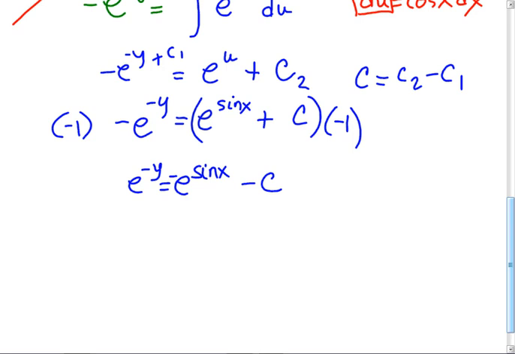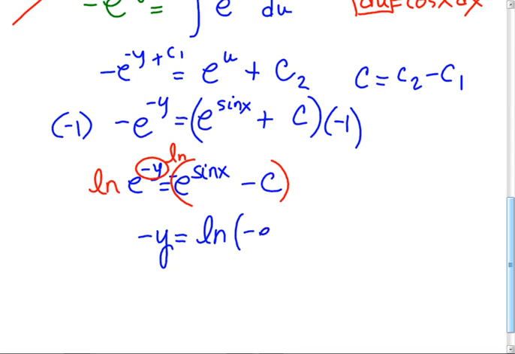And then now what are we going to do? How do you get rid of the exponential? What's the opposite of this? Log. And this is going to be a log of the side. Can I distribute that? No. So what's this going to give you? Negative y. I think I did that right. Math isn't bad, but you have to know the rules. So I can't distribute that. Negative e to the sine of x minus c.